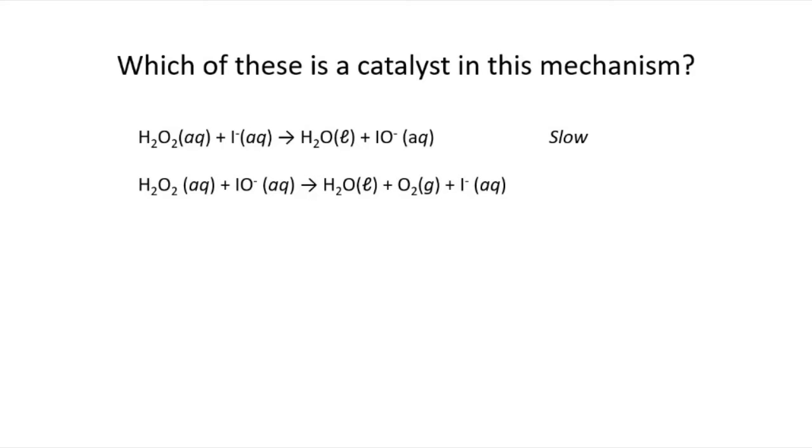So which of these is a catalyst in this mechanism? In this mechanism, the catalyst is I-, because we see here that I- is present at the beginning of the reaction, and then it's present again at the end of the reaction. So it gets consumed, becomes something else, and then is produced again at the end. So the catalyst does not appear in the overall balanced equation for this mechanism. Instead, it is overall not changed by the reaction.